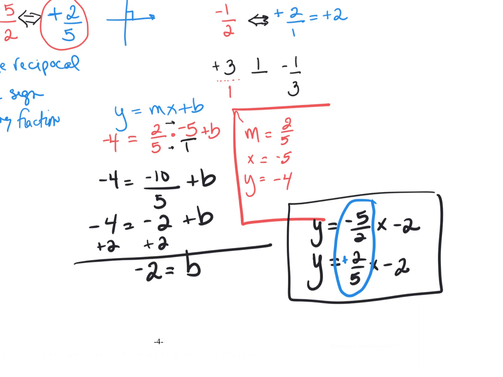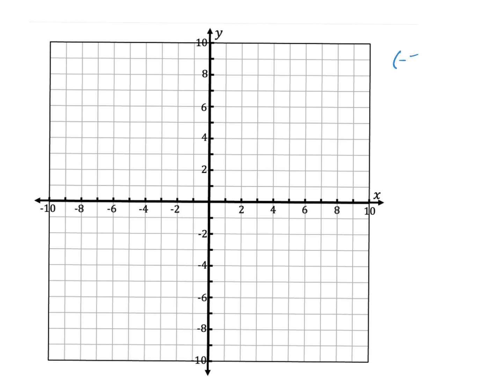Let me now show you how to solve the same problem using our graph. The point we go through is (-5, -4), and my equation was y equals -5/2 x plus 2. So step number 1 is always plot our point. So -5 is 5 to the left and 4 down. So that's (-5, -4).